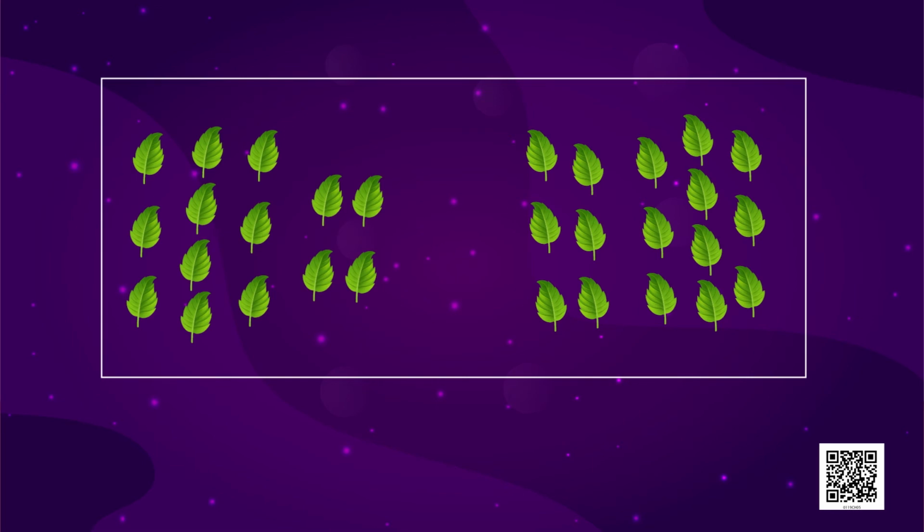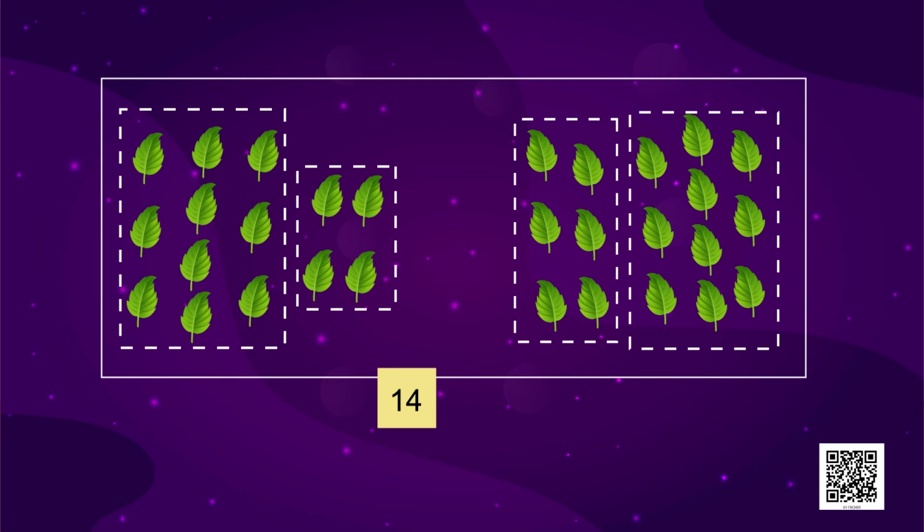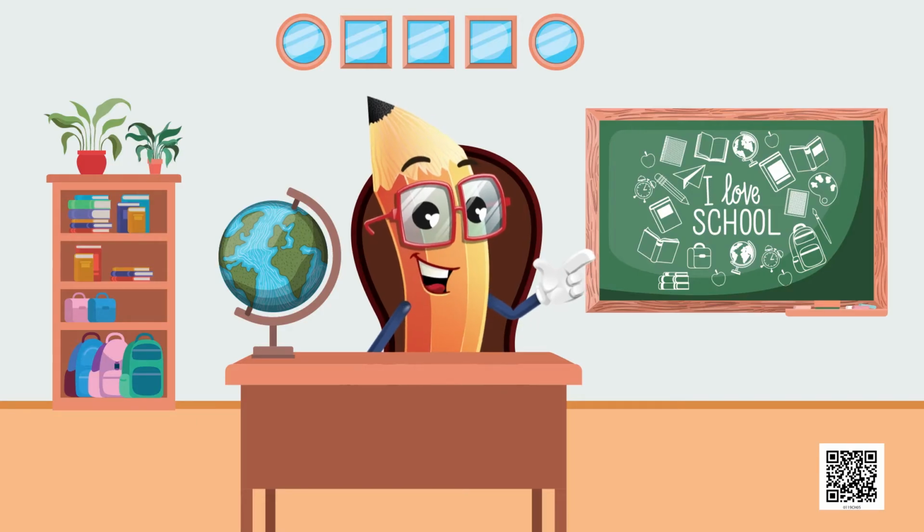Now group these leaves together. On the left side 10 and 4. That is 14. And on right side 10 and 6. So 16. Tell me which one is greater? Yes, on the right side we have more leaves. 16 is the greater number. Try to find out the greater number in these pictures also.